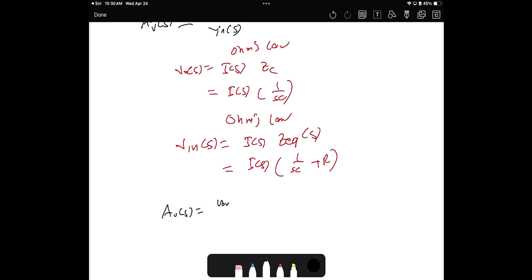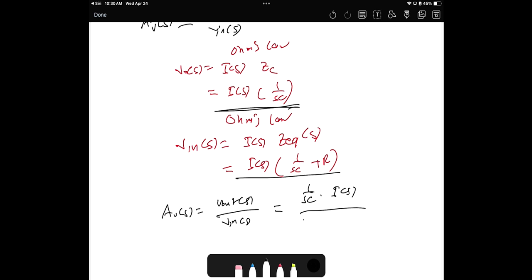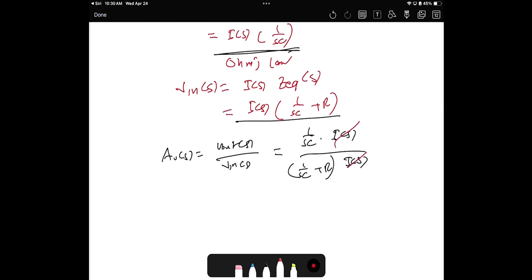As a result, the transfer function V out of S over V input of S is going to be 1 over SC times I of S. This is V out, that's what we calculated for V out. And here is V in, which is 1 over SC plus R times I of S. Then the I of S and I of S go away, then multiply by SC over SC. This yields 1 over 1 plus RCS.